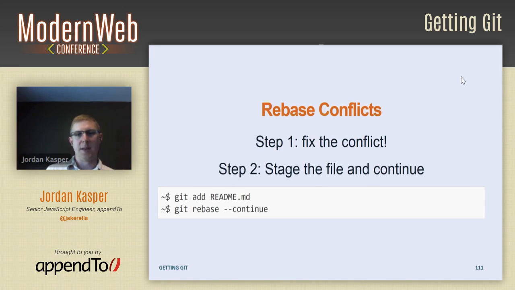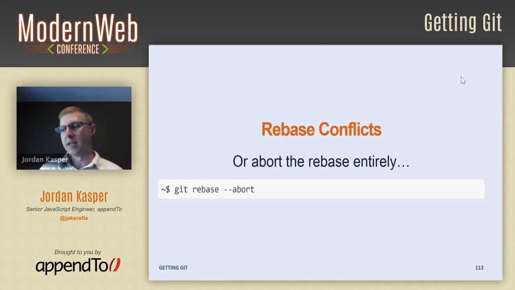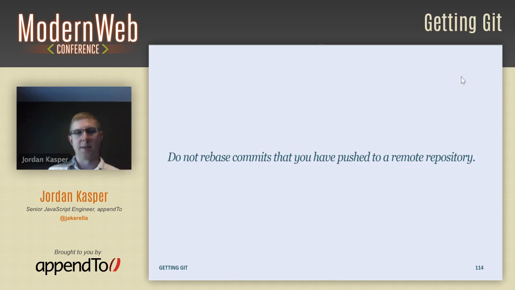You can also skip an entire commit if you've got a conflict. It's probably not a good idea. I mentioned it here so that you know that it's there, but you probably should not do that. And the last thing is an abort. If you're doing a rebase and you realize this is not going well, you can do git rebase --abort, and you just throw away whatever you were doing and you revert back to the branch that you're on. Final reminder, do not rebase commits that you've already pushed to a remote. You're going to have a lot of problems. People are not going to like you.